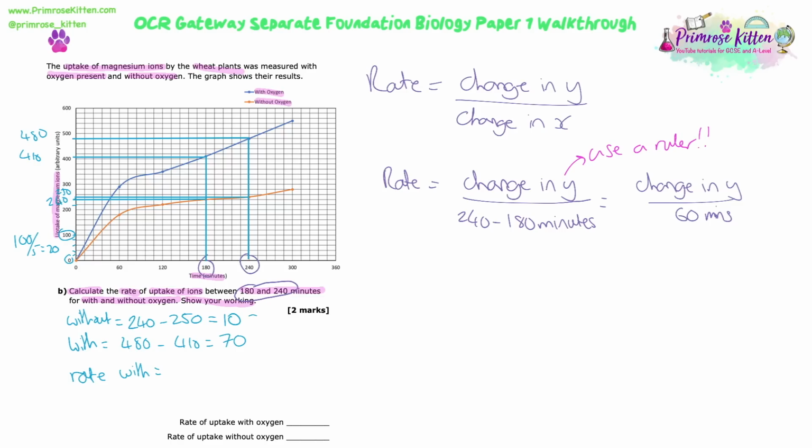So now I can calculate my rate because we've worked out the change in y for both lines and our change in x is the same, 60 minutes for each. So I'm just going to do 10 divided by 60 and 70 divided by 60, and that will give me my rate for each line. So my rate with oxygen is 1.16 and my rate without oxygen is going to be 0.16.